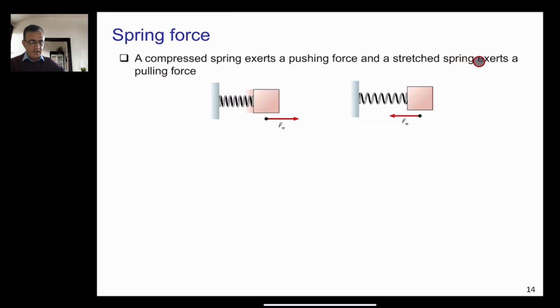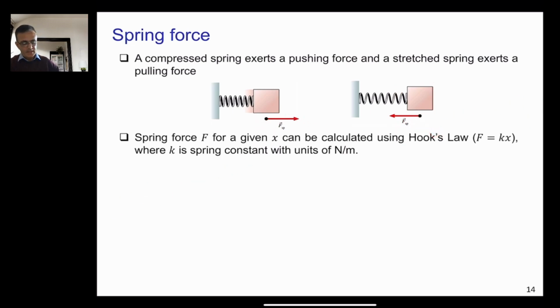And if you stretch a spring, the spring will exert a pulling force, as you can see in this case here. If you apply a compressive force here, the spring will exert this force, and if you stretch the spring, it will exert this force here. So these are the spring forces, and the spring force for a given x, where x is either the compression or stretch in the spring, can be calculated using Hooke's law. This is Hooke's law: F is equal to kx.